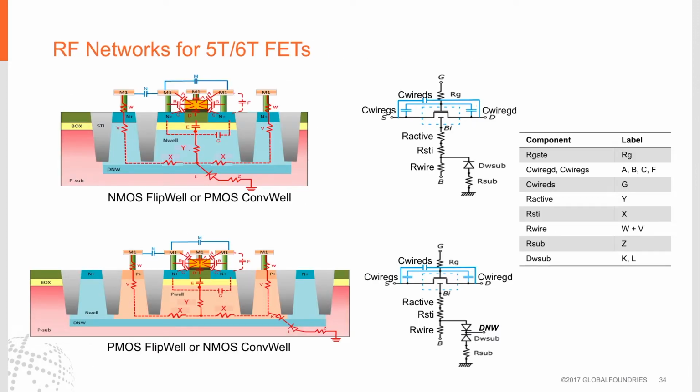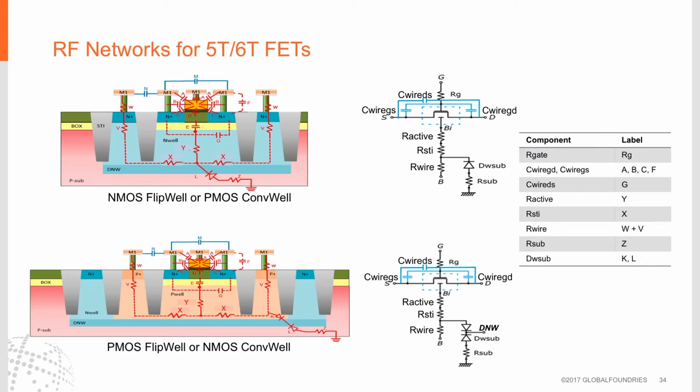For RF networks, there are some additional components added. In particular, the well resistances are modeled. On the top we see an NMOS flipped well or a PMOS conventional well device with a single diode between the deep N well and the P substrate, and several associated resistors with the N well. On the bottom is a PMOS flip well or an NMOS conventional well, which has 2 diodes, one between the P well and the deep N well, and another between the deep N well and the substrate. Again, substrate and N well resistances have been added to these models to take into account the frequency response of the wells and associated substrate.